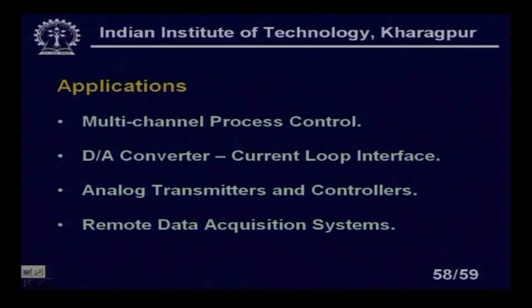Remote data acquisition systems, this also can be used, because it has a transmission capacity over a large distance. Even though it is 4 to 20 milliampere, the current can be sensed and used as a data acquisition signal. So, all these features are there in this particular chip. These have several advantages, because you are always getting a stable 4 to 20 milliampere of current in these cases, right. And with this I come to the end of this particular lesson.